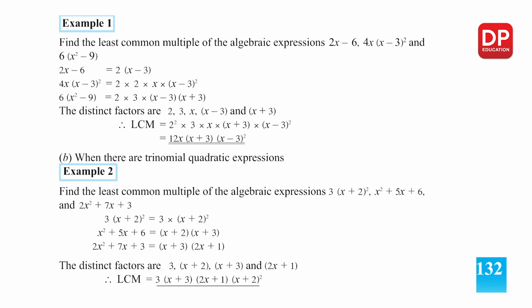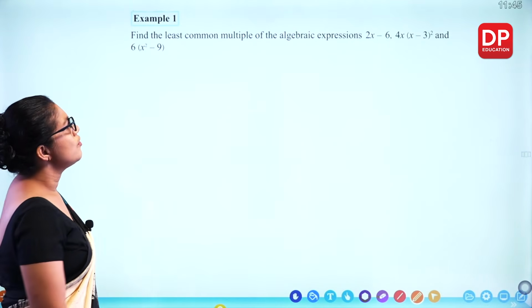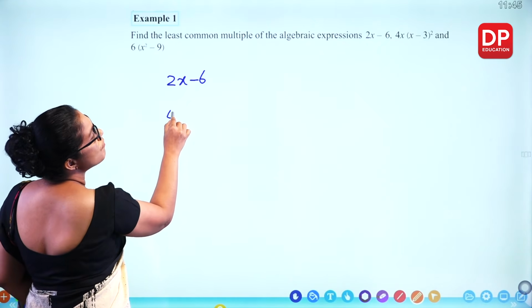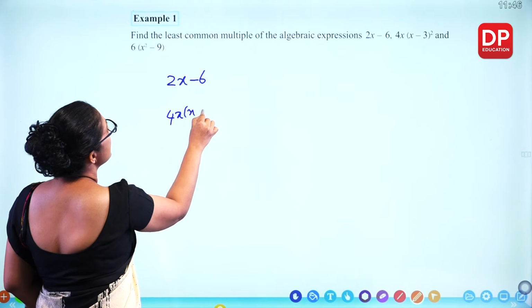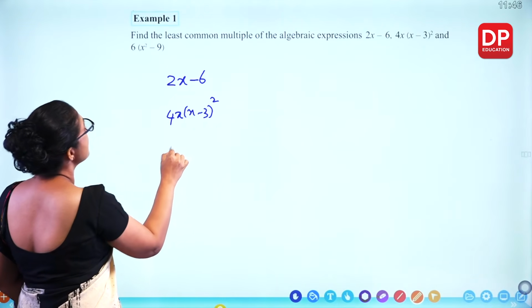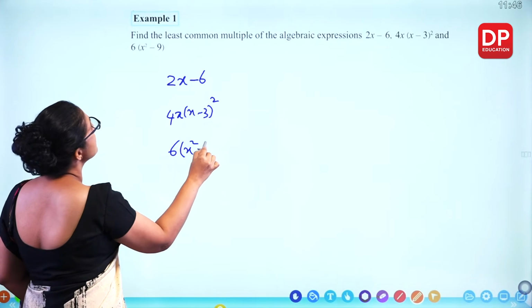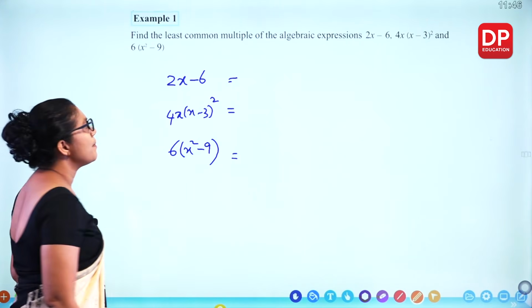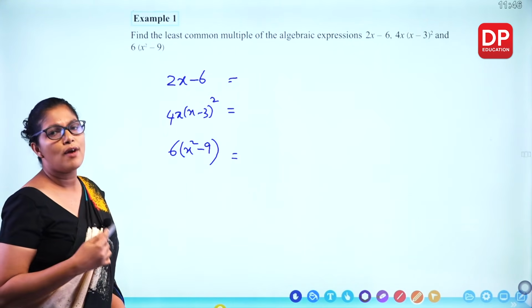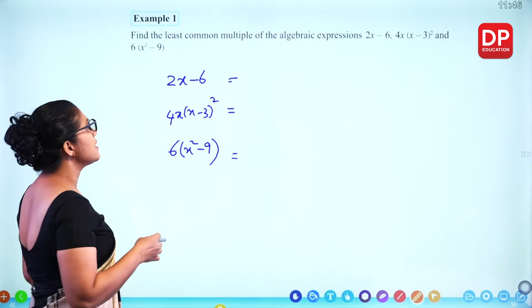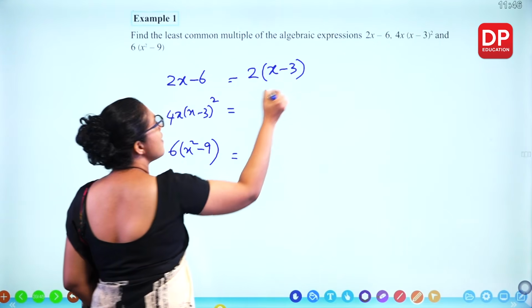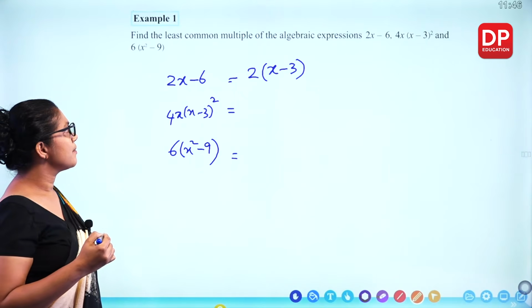Now we'll look at example 1 in your textbook. So here you are given 3 expressions: 2x minus 6, 4x(x minus 3) squared and 6x squared minus 9. You are asked to find out the least common multiple. Again, you have to factorize. So in this expression, when you factorize, you can take 2 out and write down x minus 3.